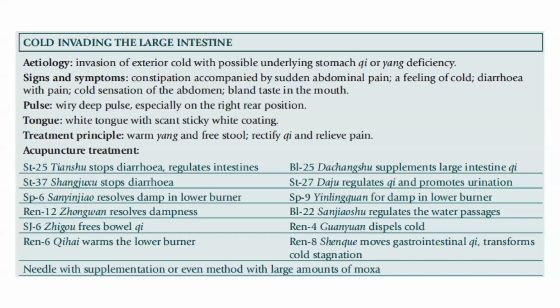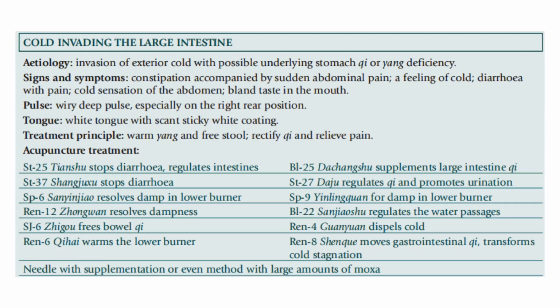So to summarize, etiology would be invasion of exterior cold with possible underlying stomach qi or yang deficiency. Signs and symptoms: constipation accompanied by sudden abdominal pain, feeling of cold, diarrhea with pain, cold sensation of the abdomen, bland taste in the mouth. Pulse would be wiry and deep, especially on the right rear position. Tongue is white with scant, thick white coating. Treatment principle: warm the yang and free the stool. Rectify qi and relieve pain.